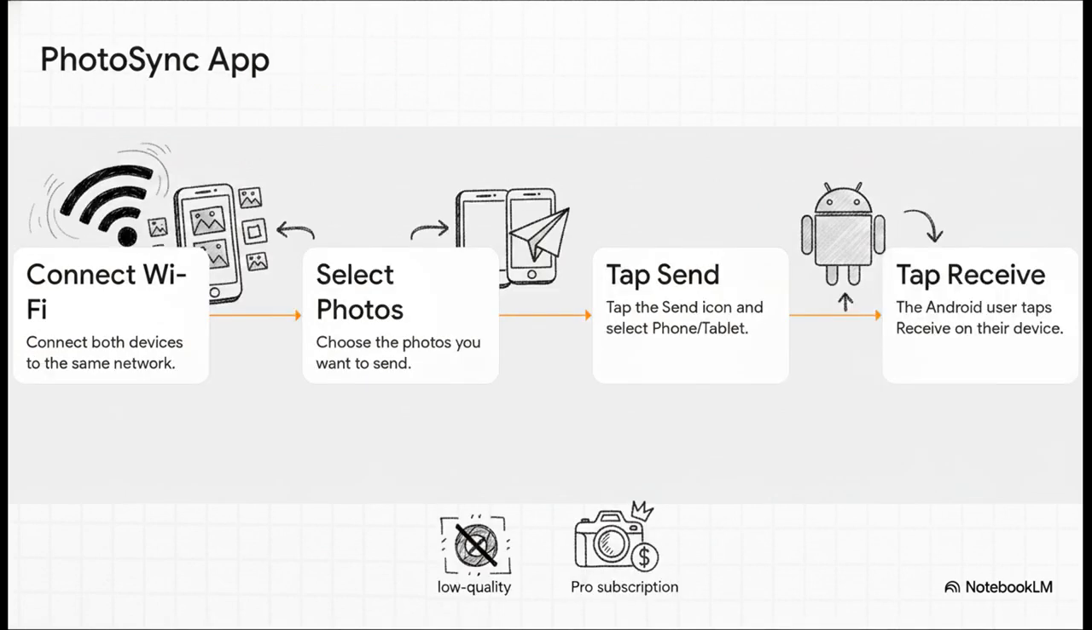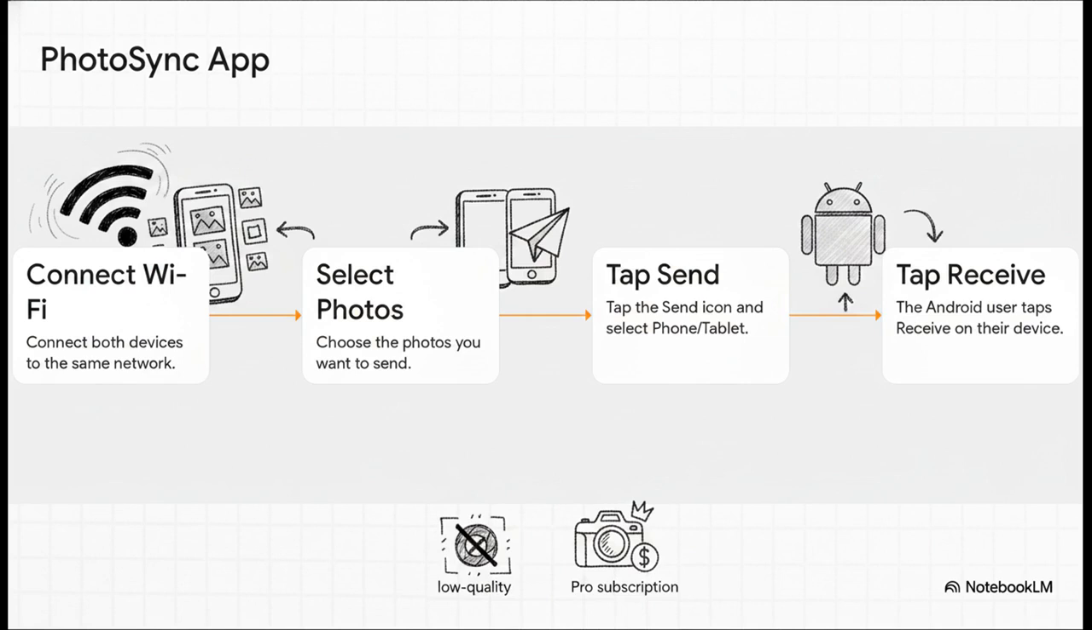Now, let's talk about another fantastic alternative, PhotoSync. The core steps here are super similar. You connect to the same Wi-Fi, select your photos on the iPhone, tap that send icon, and specifically select phone/tablet. After that, the Android user just taps receive.